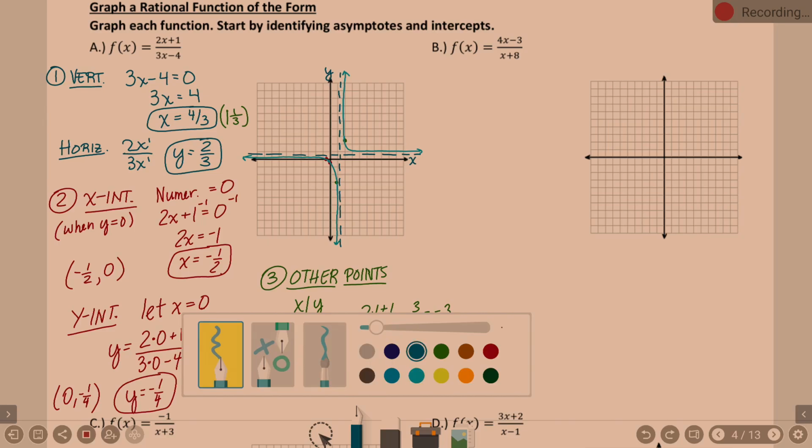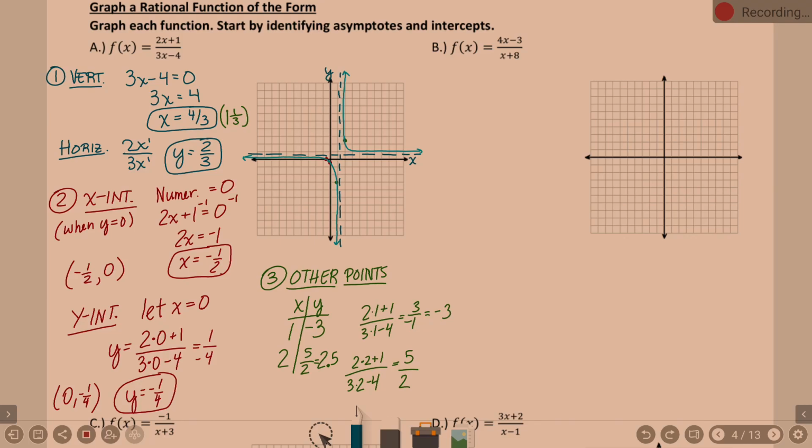So, reset. I just realized I kind of wrote into my next problem. That's not great. Whoops. Okay. What did I start with last time? My asymptotes.